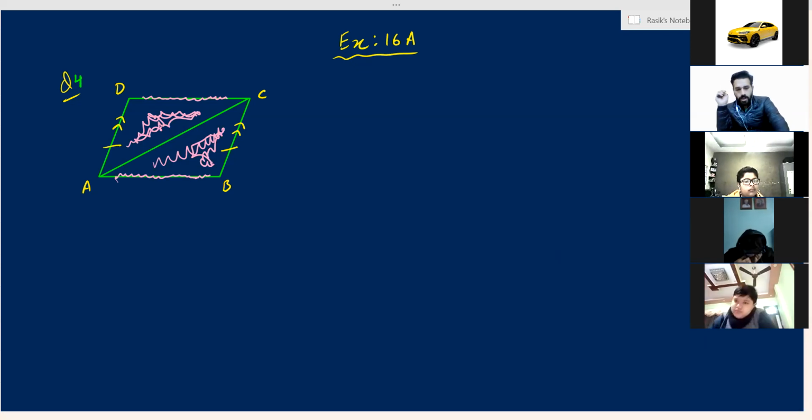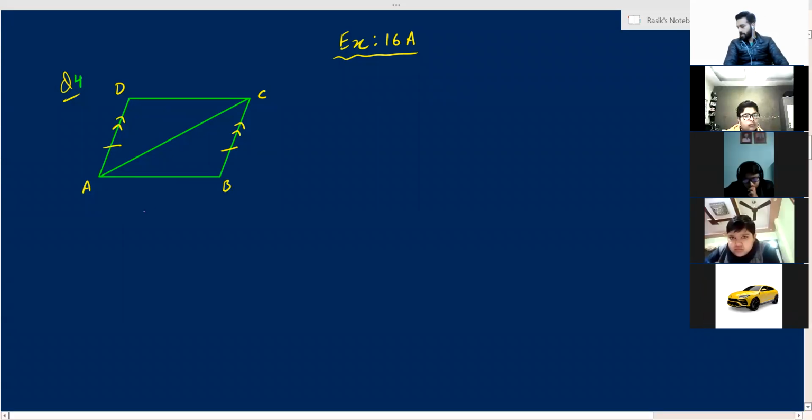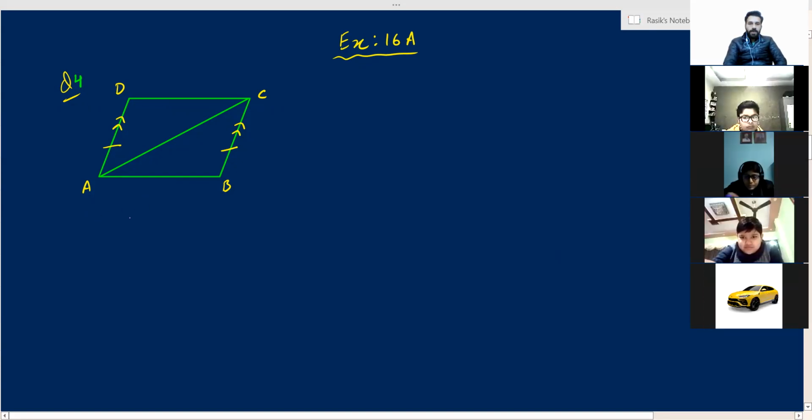Okay, let's start doing it. We will also use that AD equals BC. That is given in the question, we don't have to prove it. AD equal to BC is given. So we are going to prove triangle ABC congruent to triangle CDA. Okay, let's see how to do it.